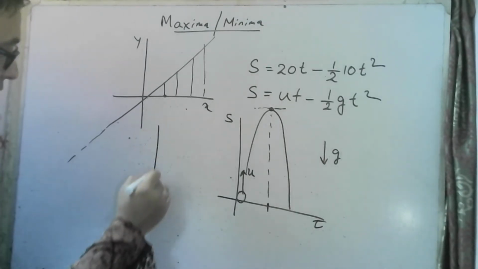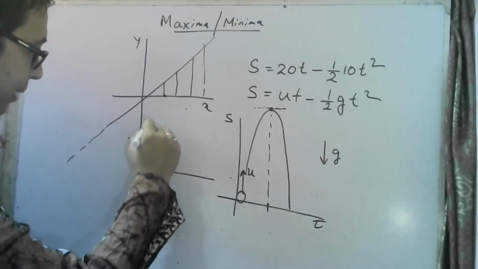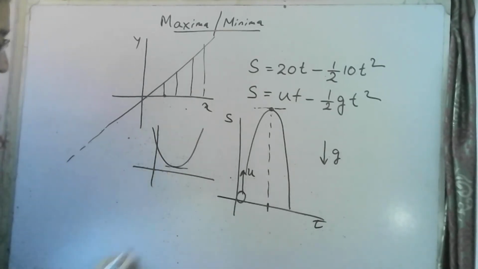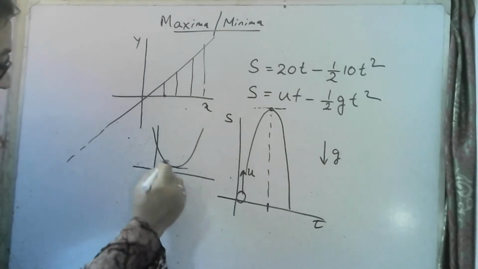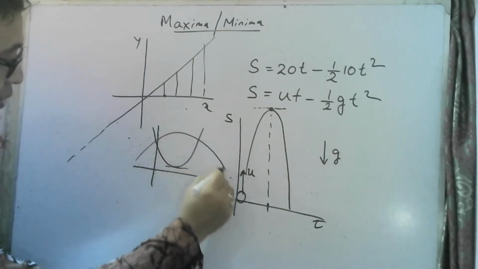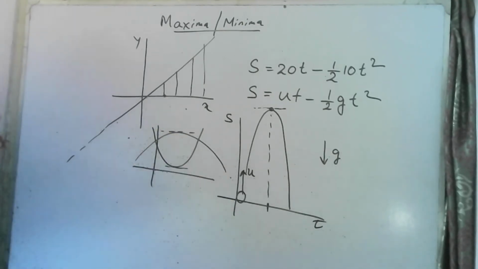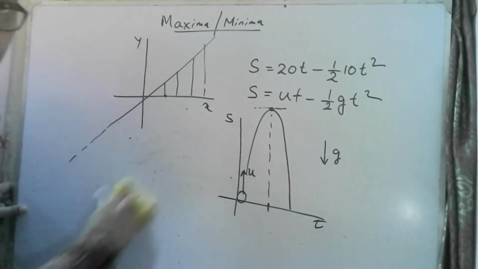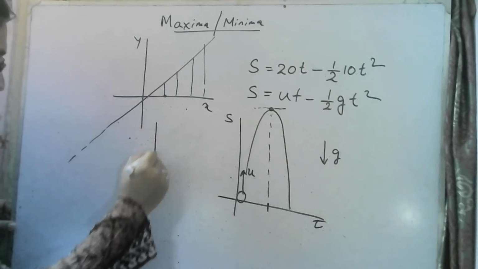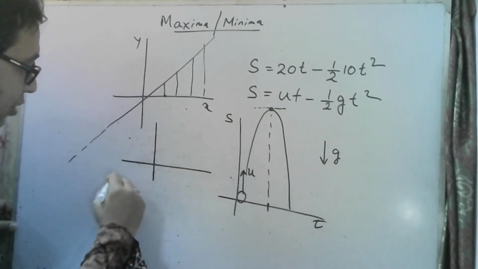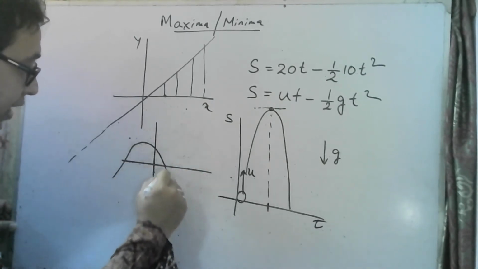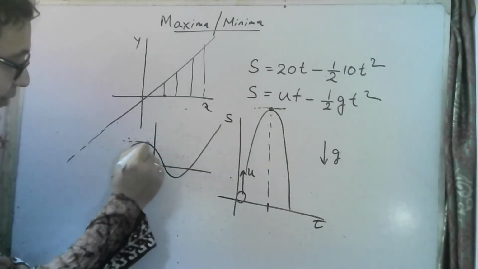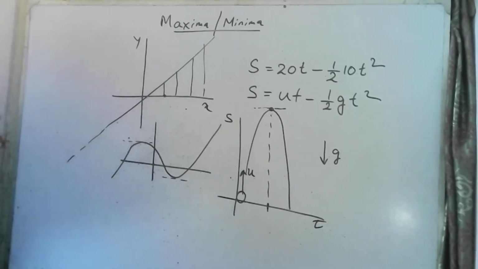But if a curve is something like this, here a minimum point exists, or if a curve is something like this, here a maximum point is possible. You can even get a more complex curve like this. This type of curve is also possible in nature. For a certain function like this, this is the maximum and this is the minimum value.